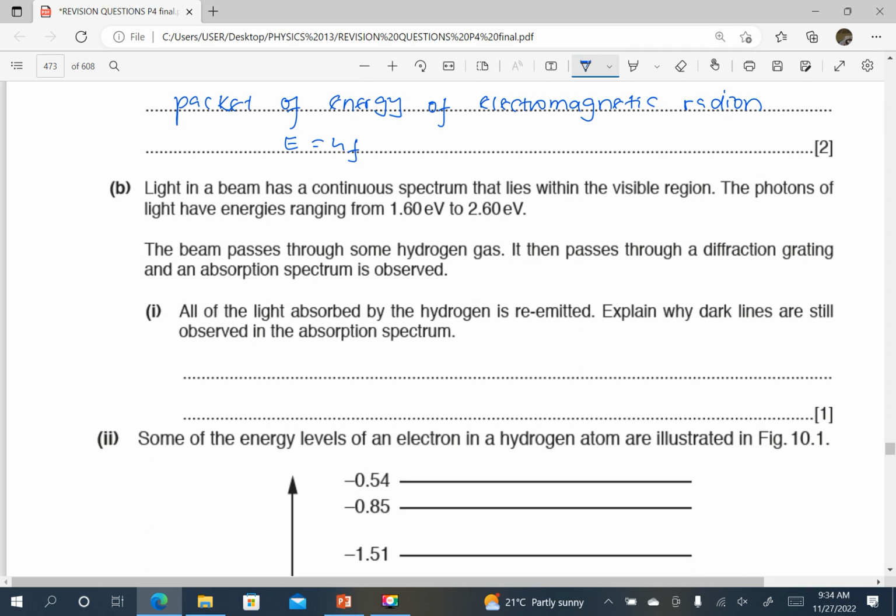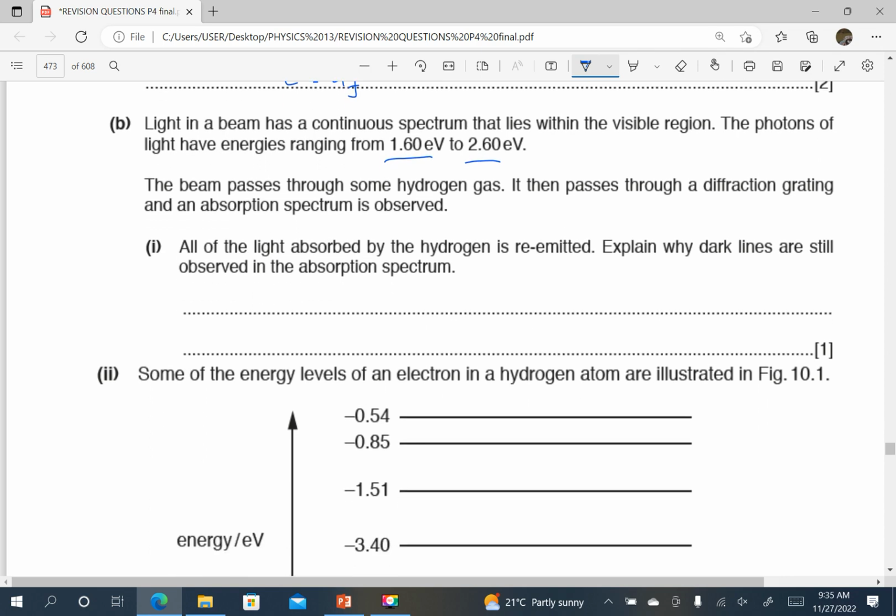Light in a beam has a continuous spectrum that lies within the visible region. The photons of light have energies ranging from 1.60 electron volts to 2.6 electron volts. The beam passes through some hydrogen gas, then passes through a diffraction grating, and an absorption spectrum is observed. All of the light absorbed by hydrogen is re-emitted. Explain why darker lines are still observed in the absorption spectrum.